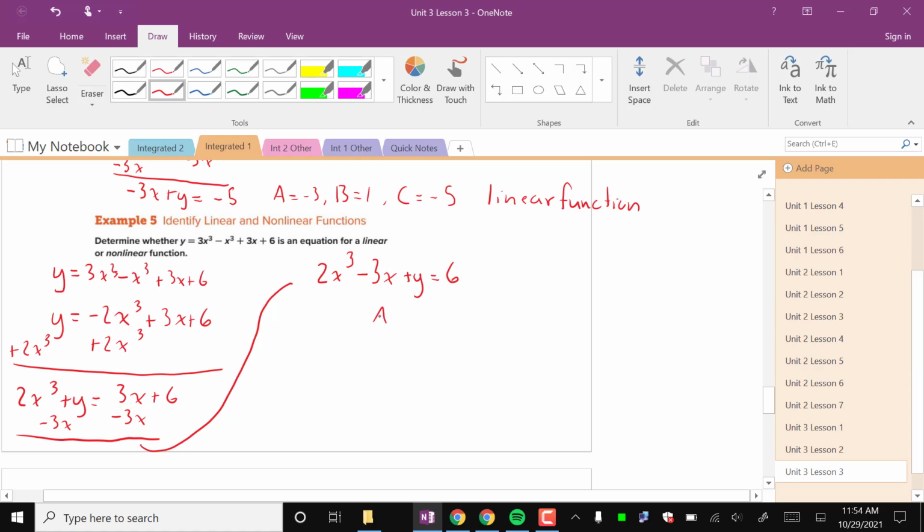So I have my a is negative 3, my b is 1, and my c is 6. But I still have this 2 here that can't fit into that key concept. So this is going to be nonlinear. And this is the reason why: that 2x to the third makes it nonlinear.